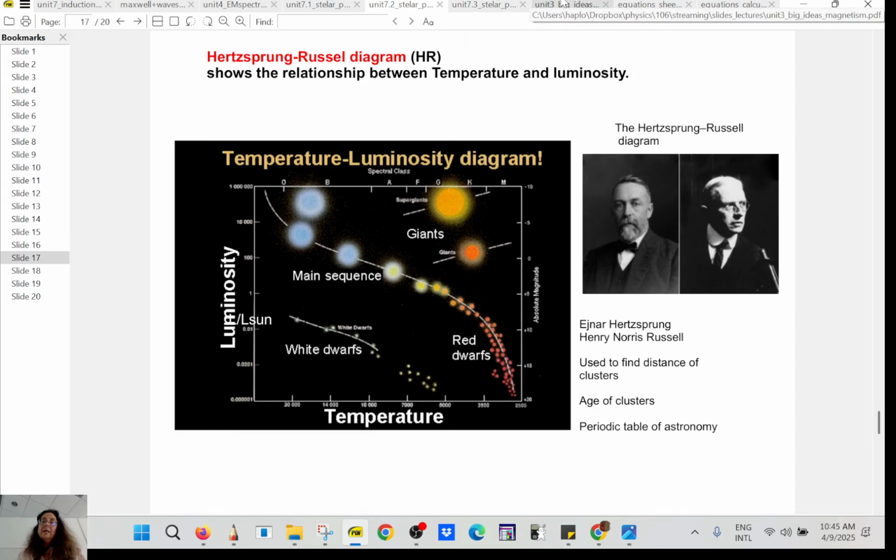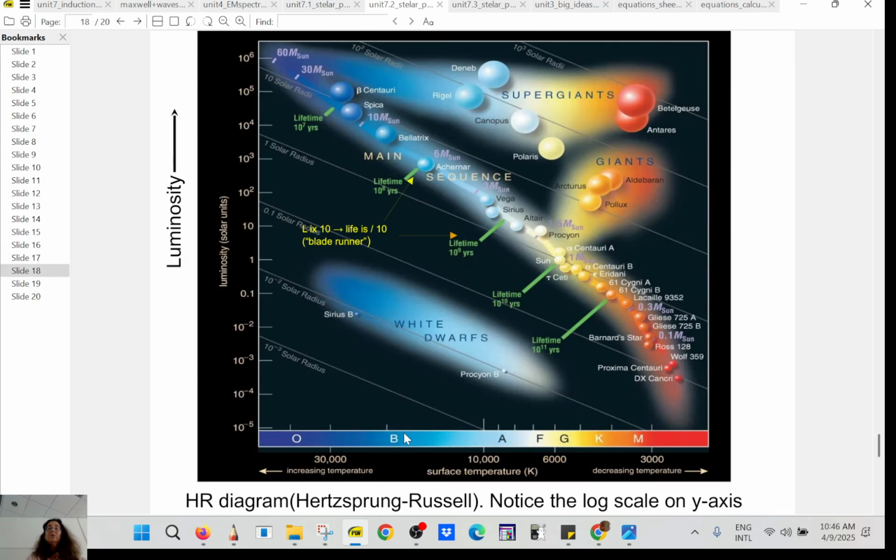It's called the Hertzsprung-Russell diagram because both of them published that diagram in the 1920s, something like this. So this is called the HR diagram. And again, you have luminosity, so the power output, and here you have the temperature. Okay, so this one is my favorite one. It's amazing. It's very nicely done.